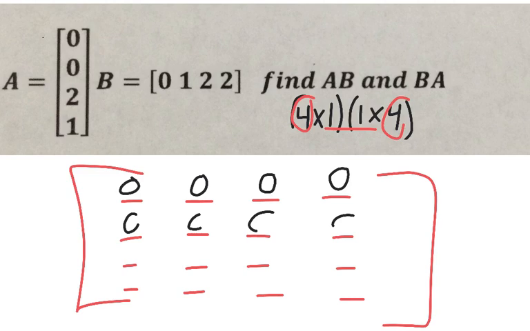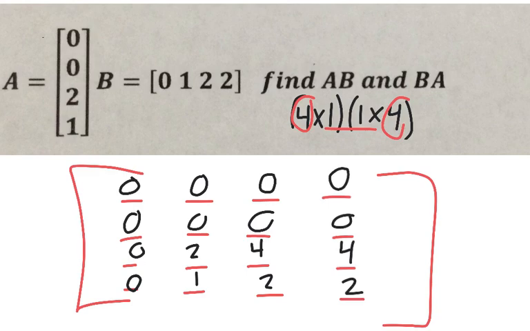If I go to the third row, 2 times 0, 0. 2 times 1, 2. 2 times 2, 2 times 2. 1 times 0, 1 times 1. 1 times 2, 1 times 2. So right there's the answer to A times B.